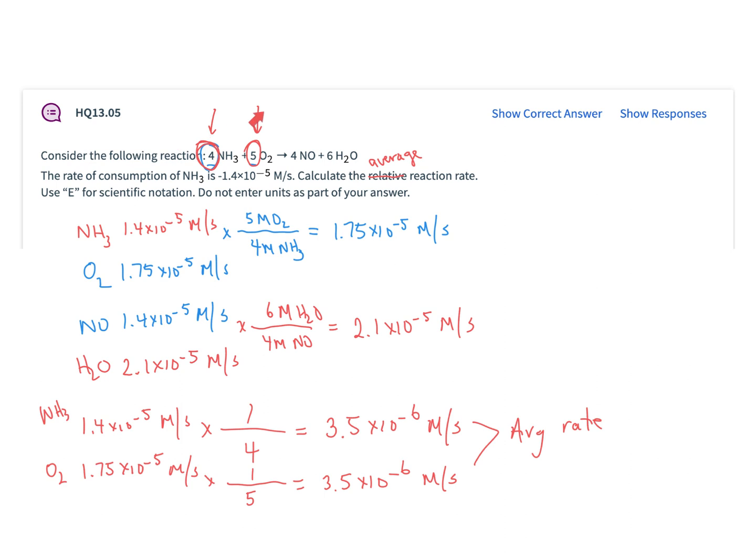So looking at the reaction overall, the rate law that we write for this reaction would come with the average reaction rate. These first four rates here are all relative to one specific species in the reaction.